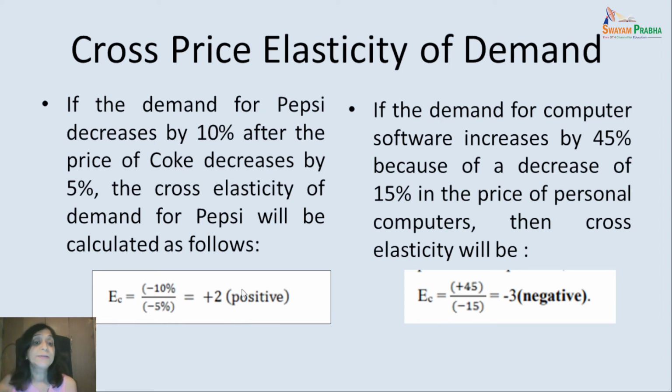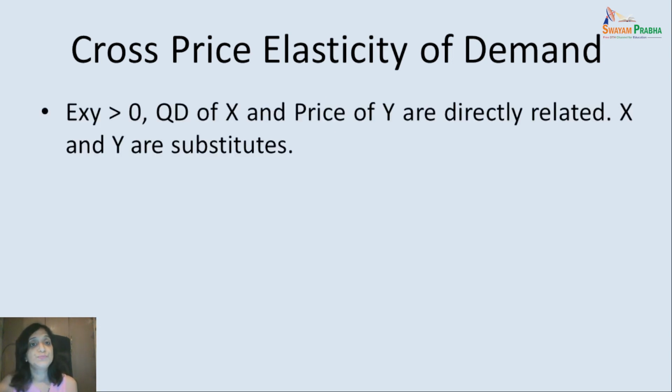So what do we see here? That the sign of your cross elasticity is very important for you to understand whether these two goods are complements or whether they are substitutes. So if your cross elasticity of demand given by EXY is greater than 0, this means that the quantity demanded of good X and the price of Y are directly related. That is, when the price of one increases, the demand of other increases. When the price of one decreases, the demand of other good decreases. When will this happen? When these two goods are substitutes.